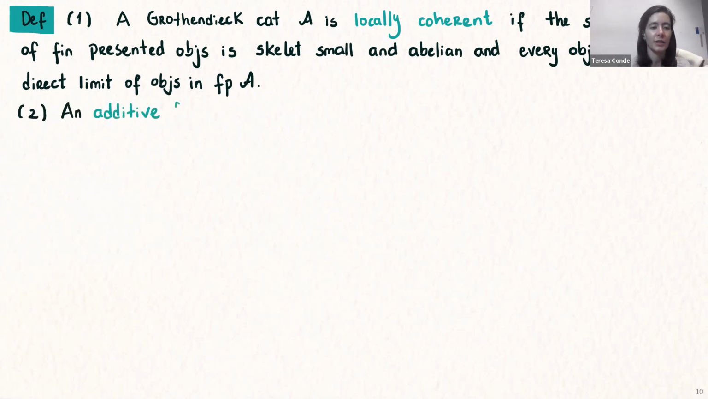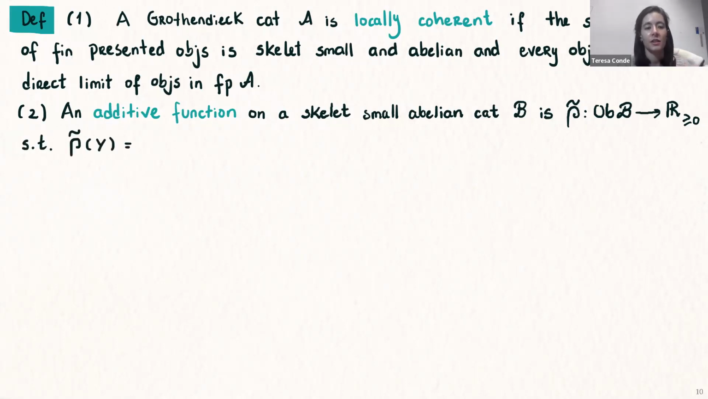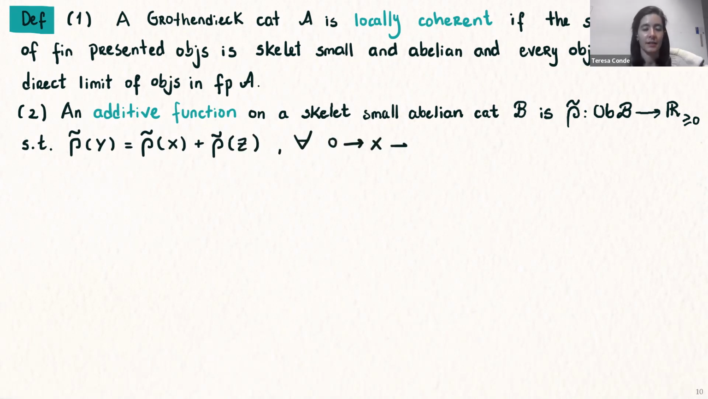Okay, and what is an additive function on a skeletally small abelian category? That is simply a function on the objects of the abelian category, taking non-negative real values, which is compatible with short exact sequences in the sense that the value of the function on the central object is equal to the sum of the values of the function on the outermost objects.